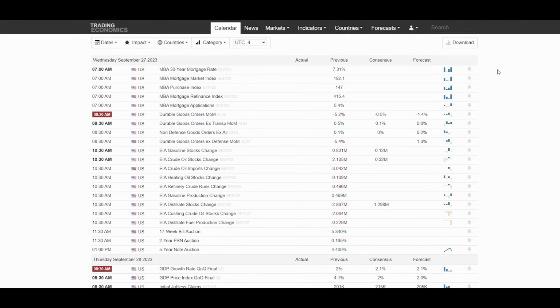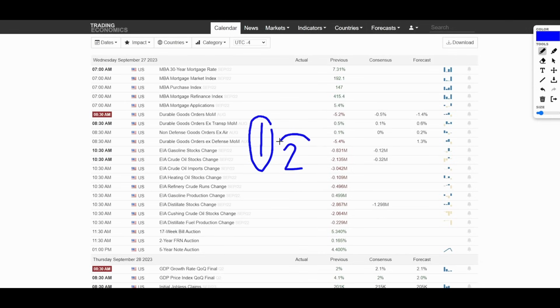What about economic events today? At 8:30 a.m., before the market open, we'll get the durable goods orders month over month. Previous was down 5%. That's a big decline. So we'll see what happens. Two key things to watch. Number one, we want to know whether the number will beat or miss. Number two, we need to know the reaction.